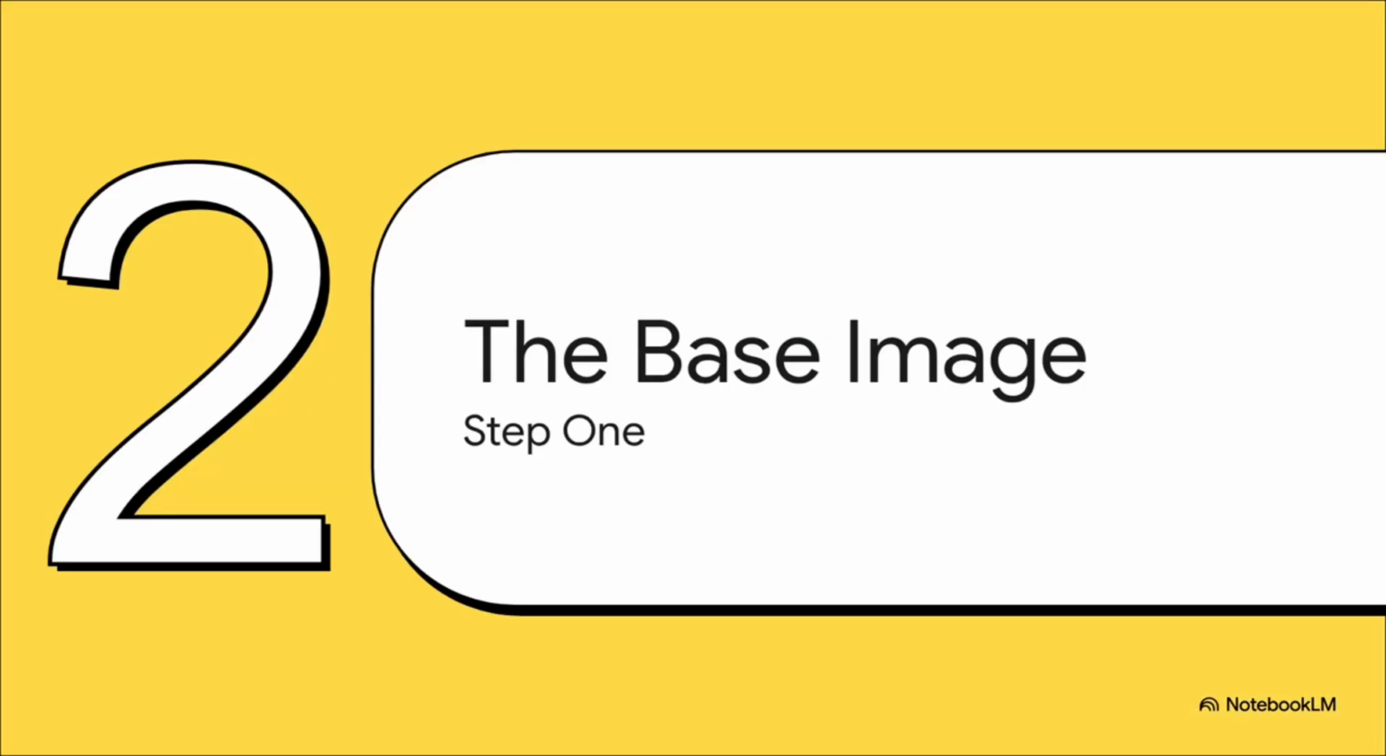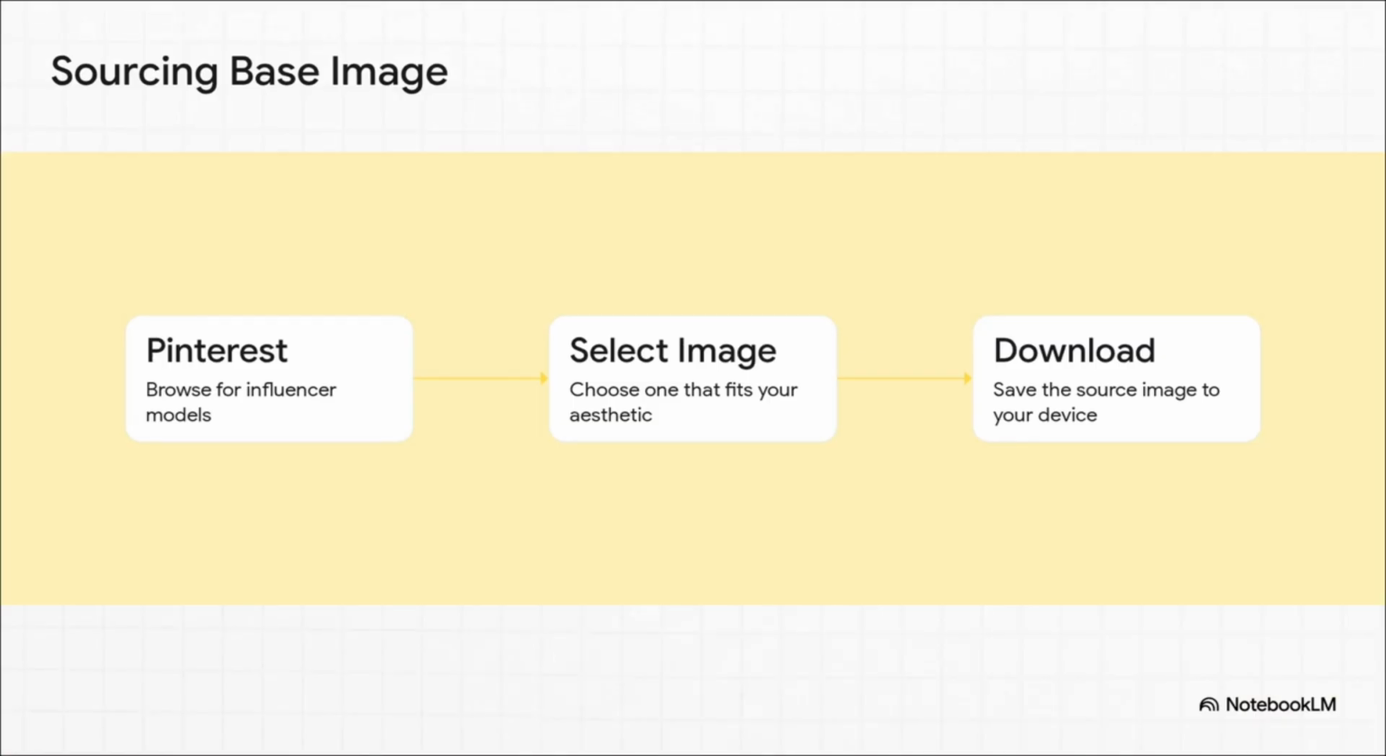All right, part 2, which is step 1 of our build, the base image. Our first stop on this virtual assembly line is grabbing the raw material. You need a starting point, right? A visual reference so the AI knows exactly the vibe and facial structure you want. It starts super simply on Pinterest. Just jump on there, browse through the thousands of models, pick one that nails the aesthetic you're going for, and download that source image. This right here is the DNA for your new digital human.